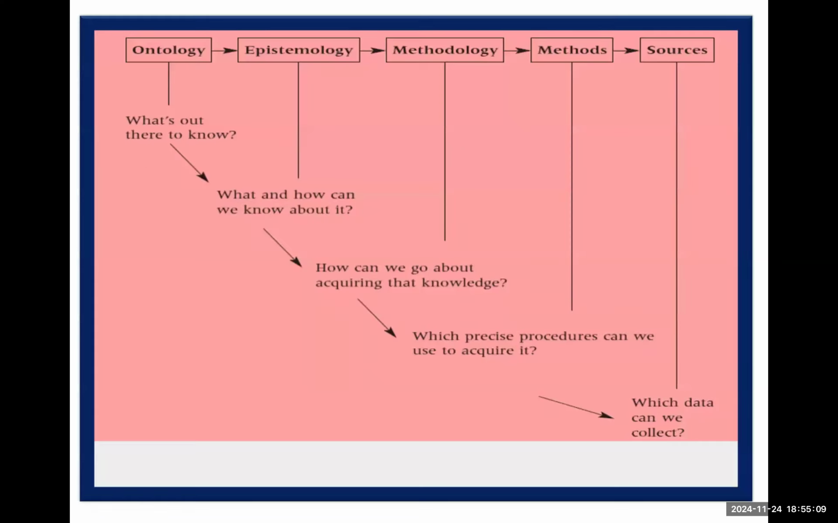So this is basically, what is the research? When you're talking about a research design, we are not explicitly putting the first two in the paper, but you should have a basic understanding. This is the framework through which I'm trying to understand. Ontological: what is out there to know for me? Epistemology: how can I know about it? Methodology: how can we go about acquiring that knowledge? Method: which precise procedures should I follow to acquire it? And which data should I get? This is the systematic way through which you approach it. So you should be clear.